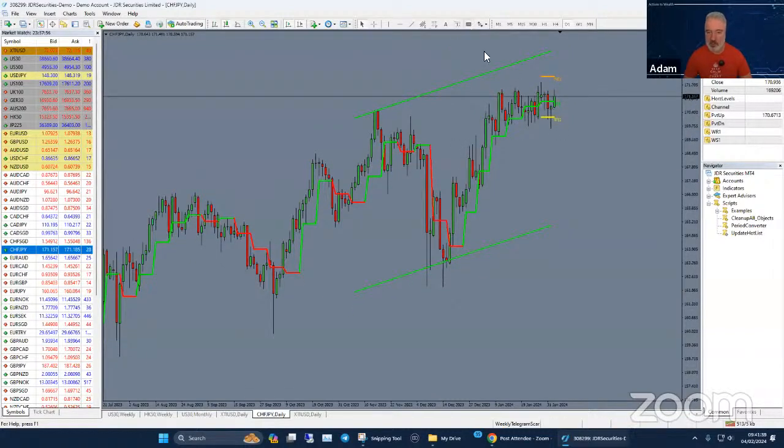Look at this little consolidation here. So I would keep an eye on this because when we break out, if we break out to the upside, that's going to be a very nice setup. All right. CAD yen.